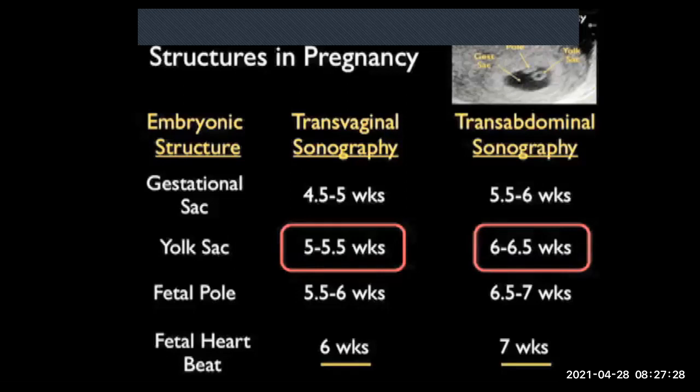Now note the fetal pole is seen at about 5.5 to 6 weeks on transvaginal sonography and a week later on transabdominal sonography. The last main finding, which is a fetal heartbeat, is seen at about 6 weeks on transvaginal sonography and about at 7 weeks on transabdominal sonography.